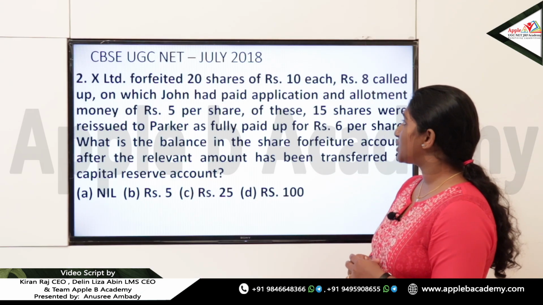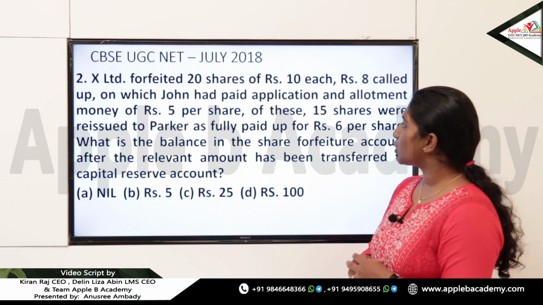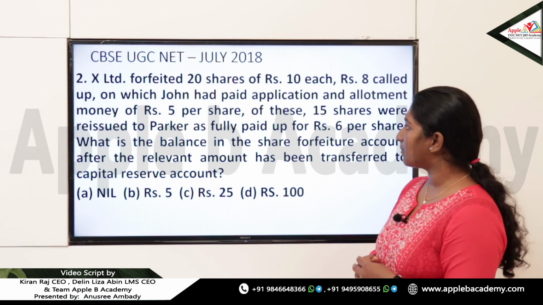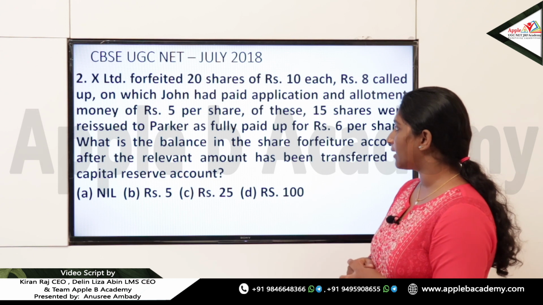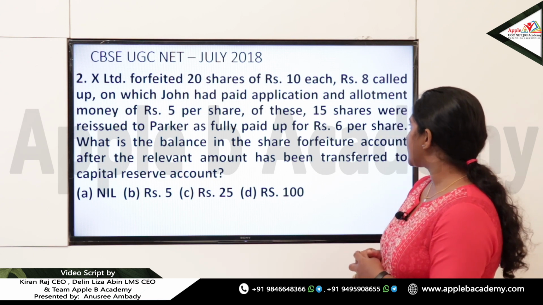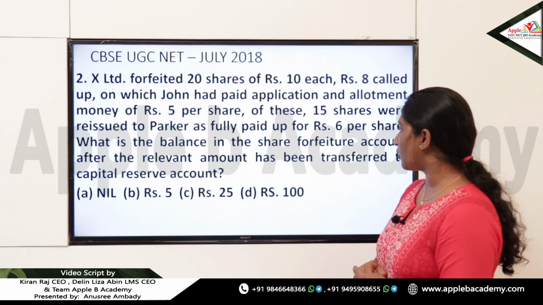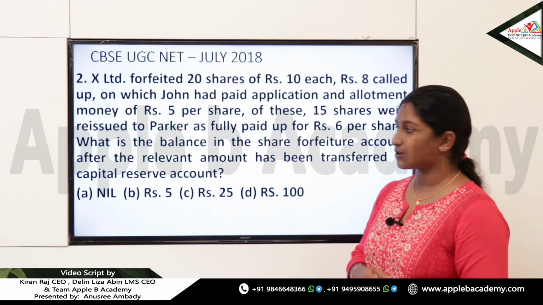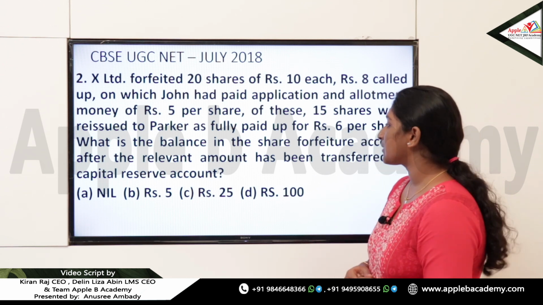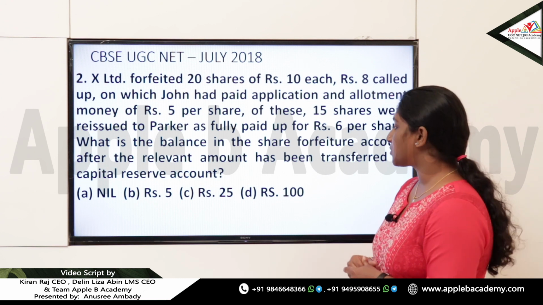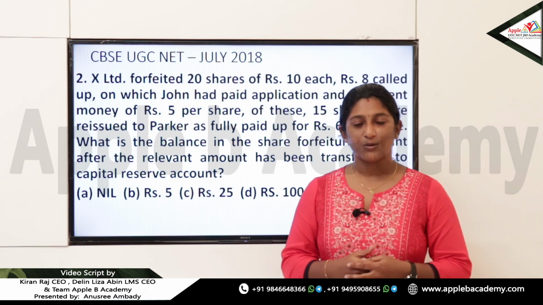X Limited forfeited 20 shares of rupees 10 each, rupees 8 called up, on which John had paid application and allotment money of rupees 5 per share. Of these, 15 shares were reissued to Parker as fully paid up for rupees 6 per share. What is the balance in the share forfeiture account after the relevant amount has been transferred to capital reserve account? The options given are option A nil, option B rupees 5, option C rupees 25 and option D rupees 100. So let us solve this out on board.